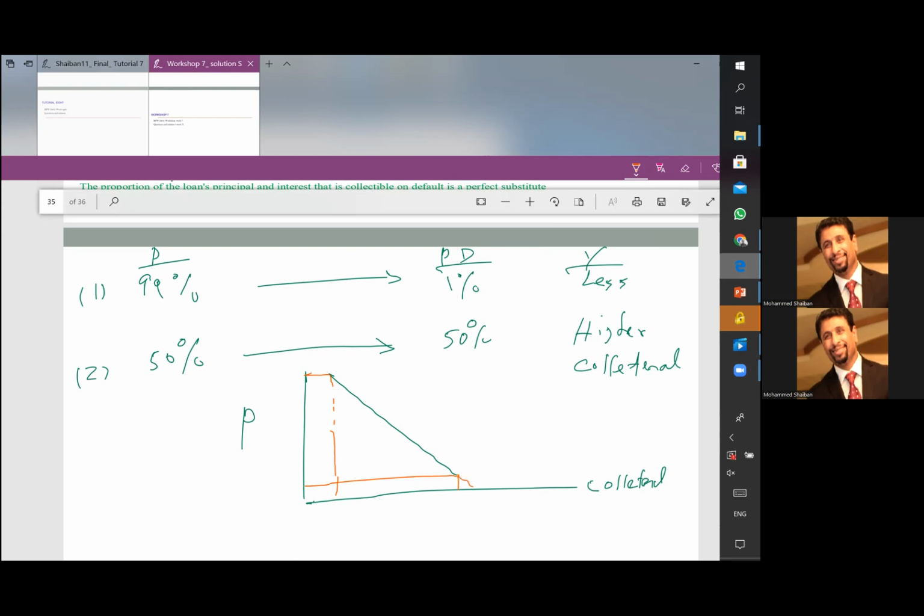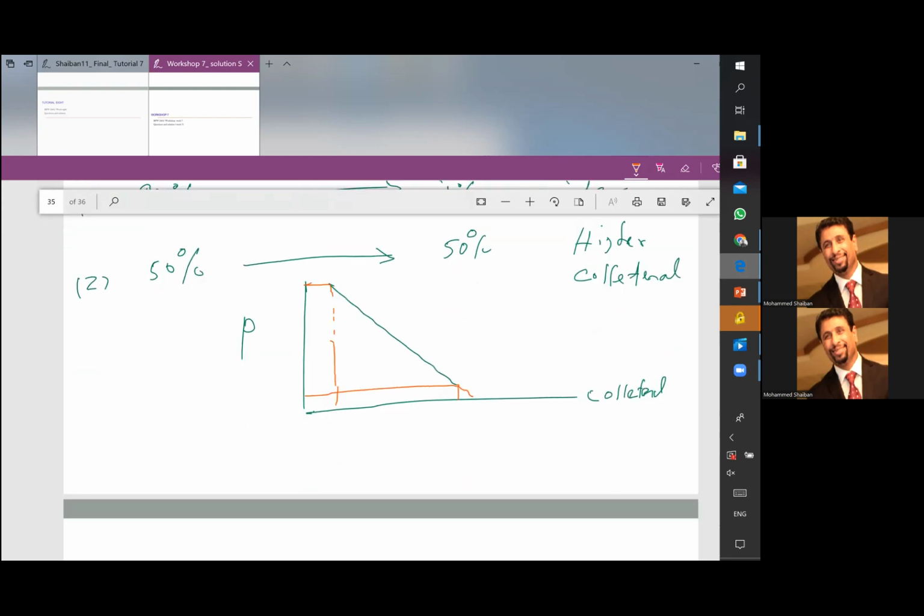So we call probability of payment and collateral substitutes. You can use this, or you can say they have a negative relationship.